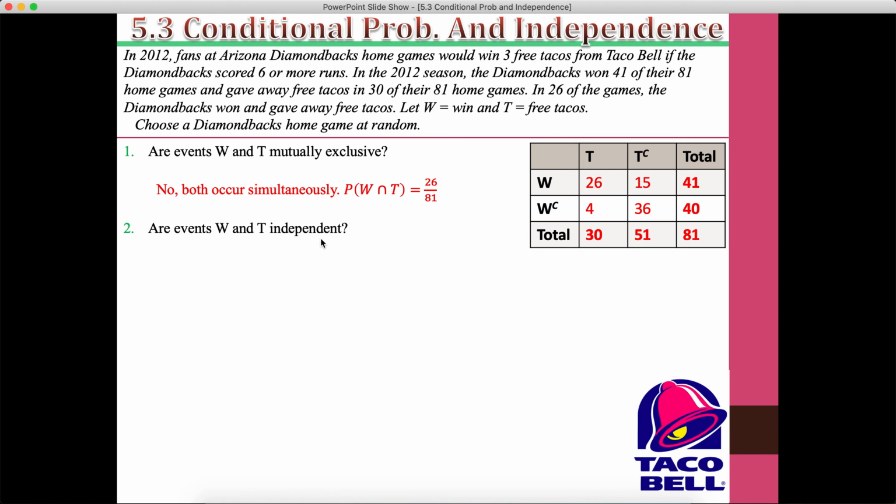But then the notion of, are they independent? We've never checked this before. At least I don't think so. No, maybe we did in chapter 1. But anyway, here it is again. Are events W and T independent?